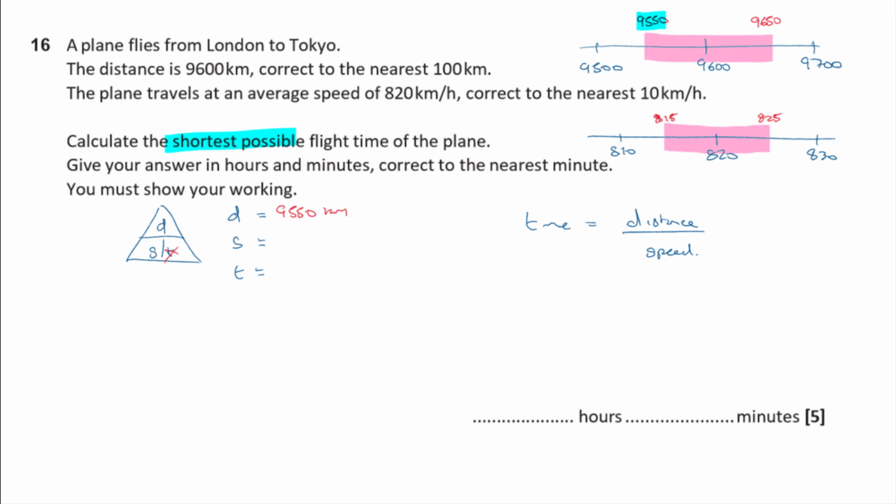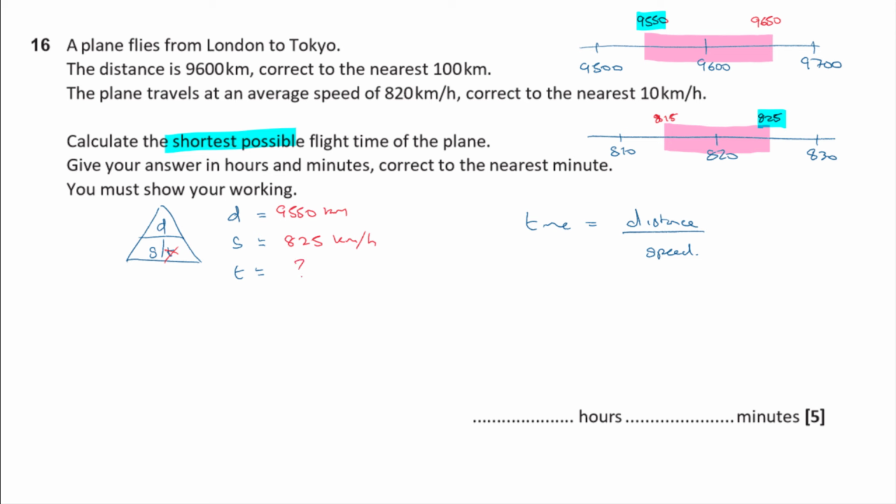And my speed, which speed am I going to pick? Well, if I want to get the smallest possible time, I want to be traveling at the fastest possible speed, don't I? Because the bigger the number you divide through by, the smaller your outcome is going to be. So I'm going to be using the upper bound of the speed, which is 825 kilometers per hour. And don't worry that 825 technically rounds up to 830, but 824.9999999 rounds down, and that's pretty much the same value.